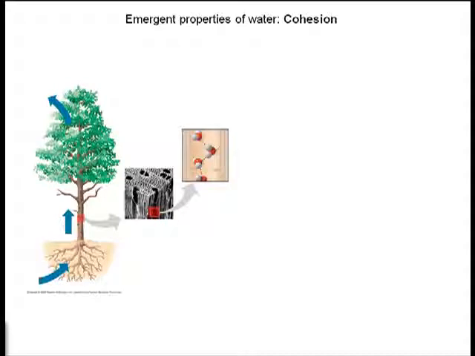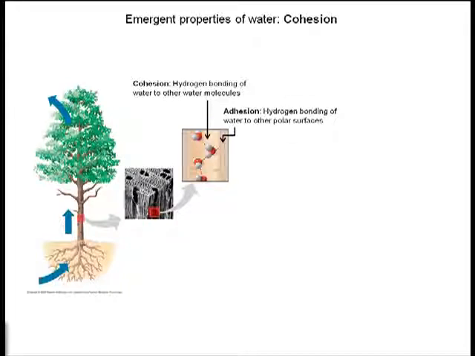The chemical makeup and the polarity of water gives it unique properties, and one of those properties is what we refer to as cohesion. Cohesion is hydrogen bonding of water to other water molecules. There's another closely related principle called adhesion, which is the hydrogen bonding of water to other polar surfaces besides water. Both of these are illustrated very well in trees.